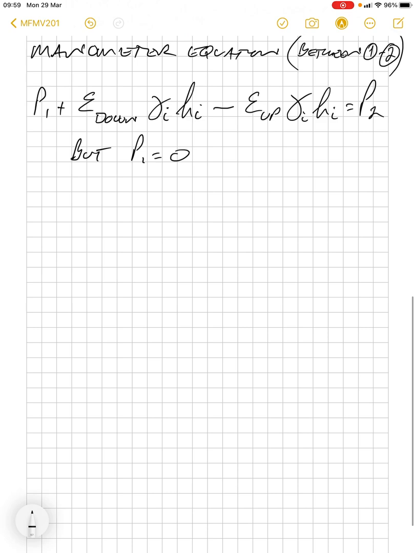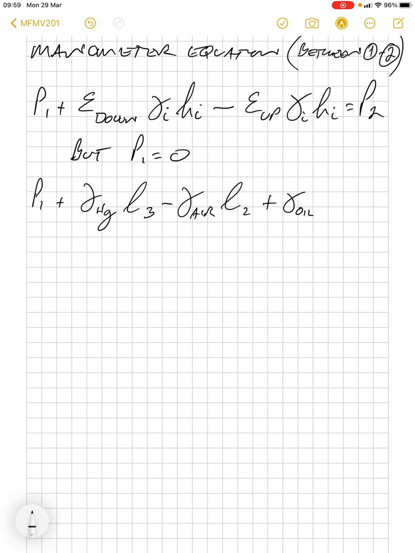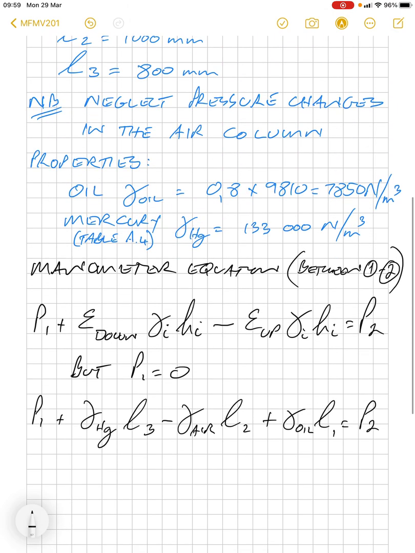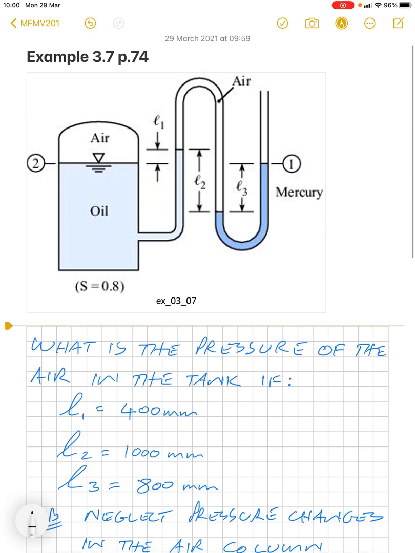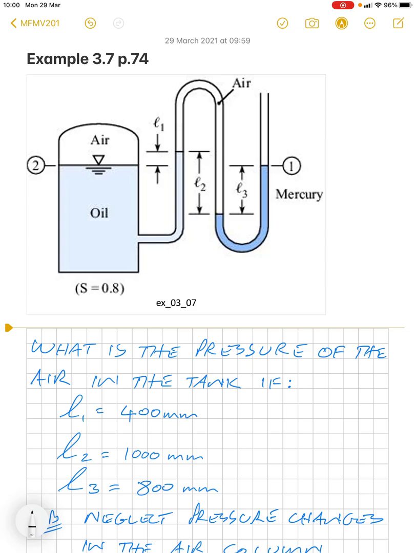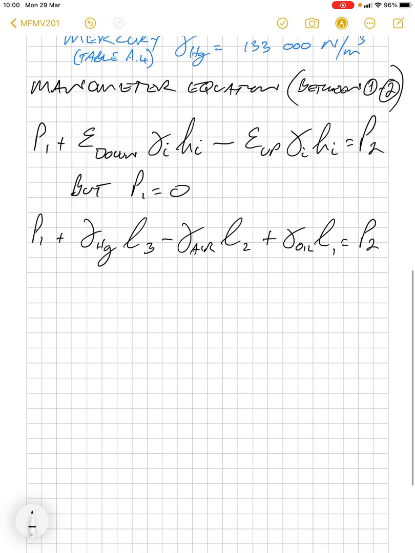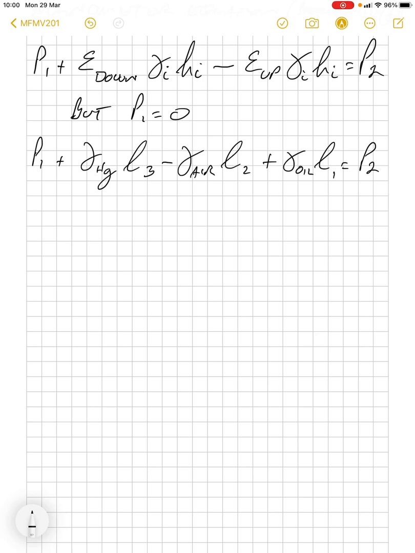So let's use this equation and fill in some information here. So we have P1 plus gamma Hg L3 minus gamma air L2 plus gamma oil L1 is equal to P2. So looking at the diagram, looking at all the downward and all the upward heads, moving from the left to the right, all the downward heads and all the upward heads give us that equation. And now it's a matter of filling in the gaps.